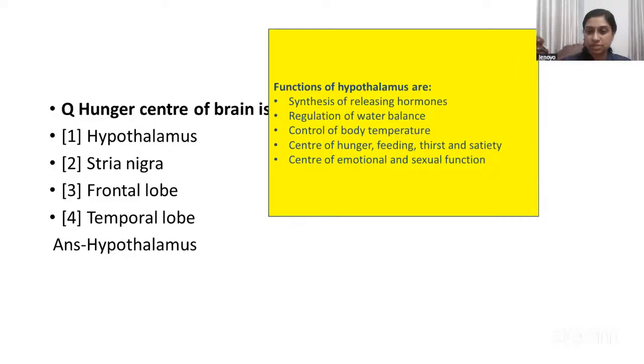These are the basic functions of hypothalamus. First and foremost is the synthesis of releasing hormones and regulation of water balance by the synthesis of ADH or antidiuretic hormone or vasopressin. That's secreted from the hypothalamus and stored in the posterior pituitary that we have discussed in the previous session. And also the control of body temperature, and center of hunger, feeding, thirst and satiety, and center for emotional and sexual function. These are all functions of hypothalamus.